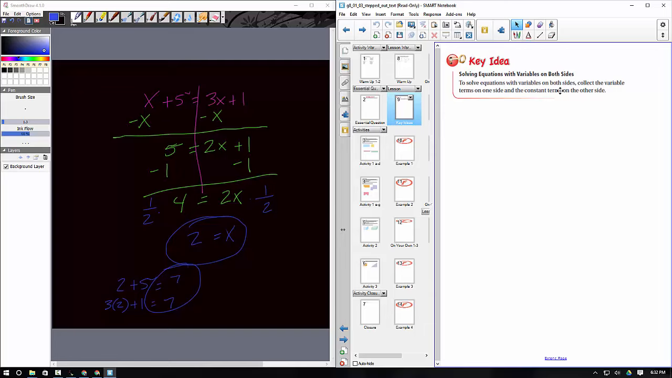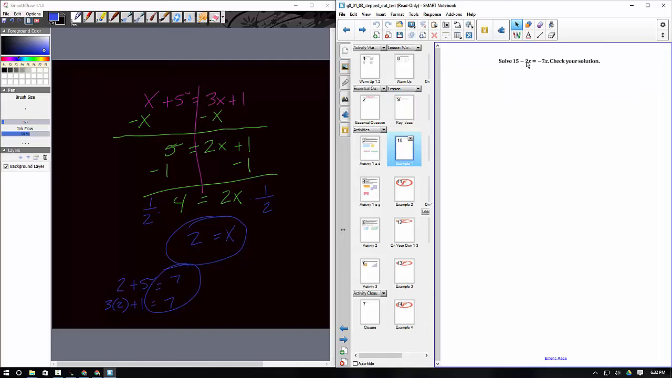And to solve equations with variables on both sides, collect the variable terms on one side and the constant terms on the other, which is what I keep on doing when I have all the variables or the coefficients on one side and the numbers, or in this case, the constant terms on the other side. That's what I'm doing.